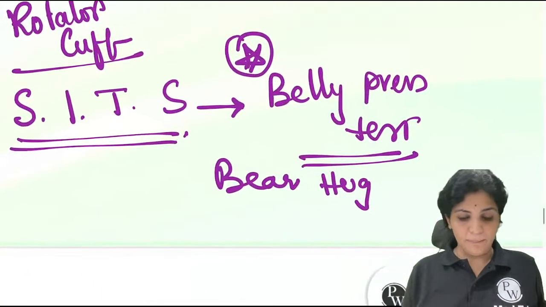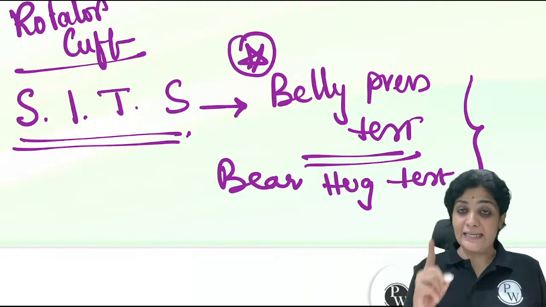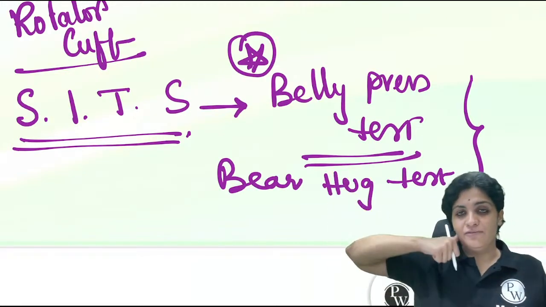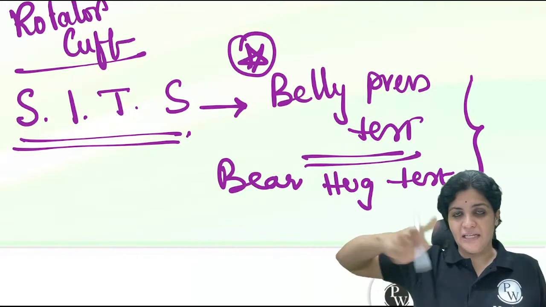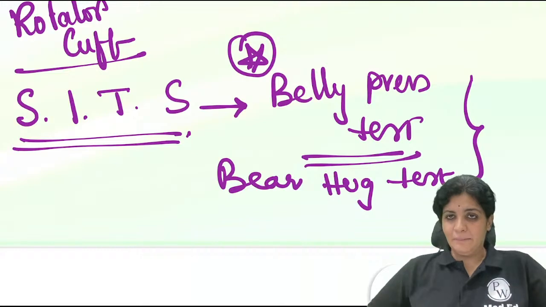Belly press test or the bear hug test. So these three you have to remember, the test names. Supraspinatus is the empty can. You do like this and you try to lift. So this is your can and this is your empty can test. Belly press is nothing but taking two hands, putting them on your belly button and trying to press them.